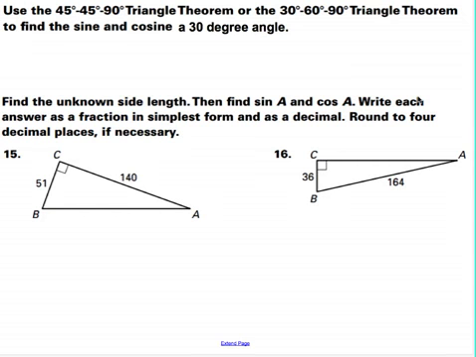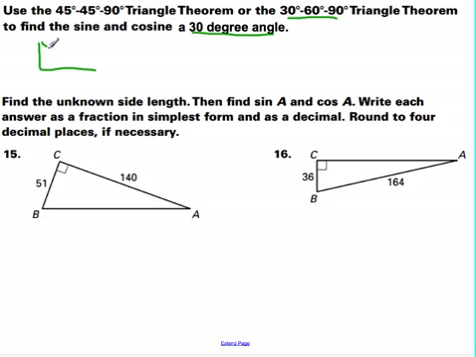On the back side, we have something else that talks about using the 45-45-90 triangle theorem, or the 30-60-90 triangle theorem, to find the sine and cosine of, in this case, the 30-degree angle. So in this case, we'll obviously use the idea of a 30-60-90 triangle. So let me draw this up here.